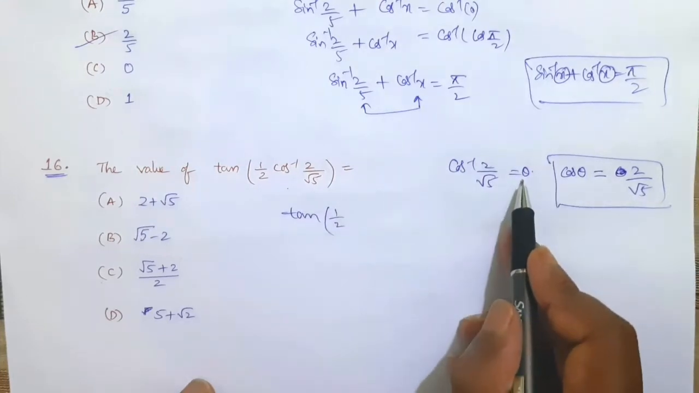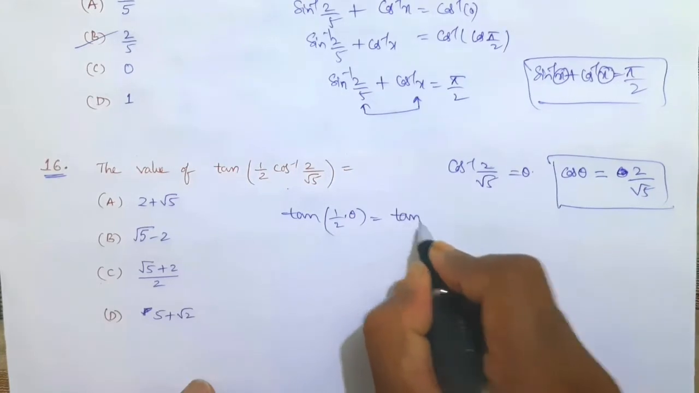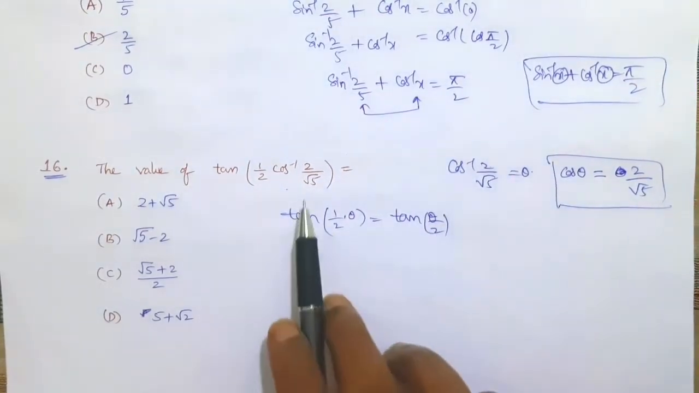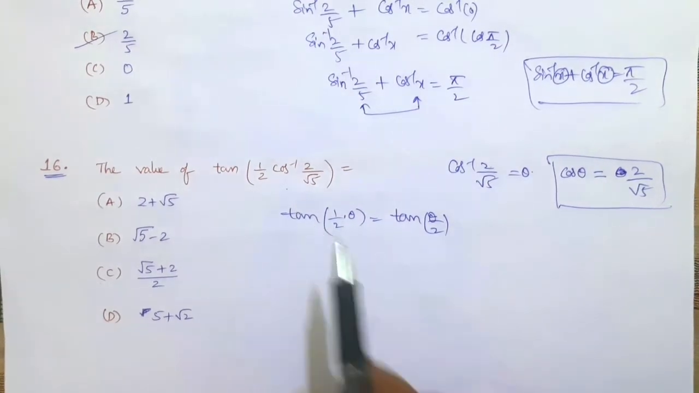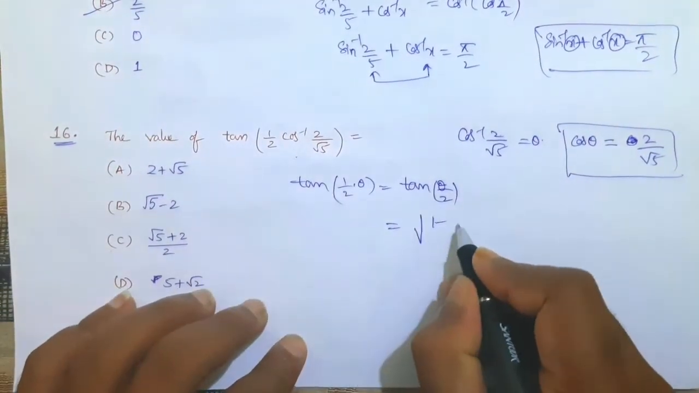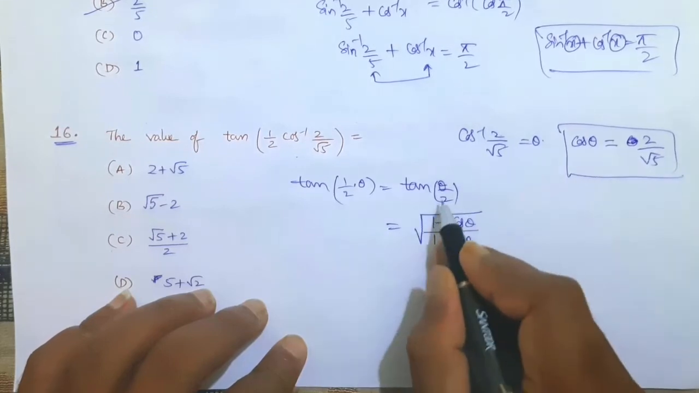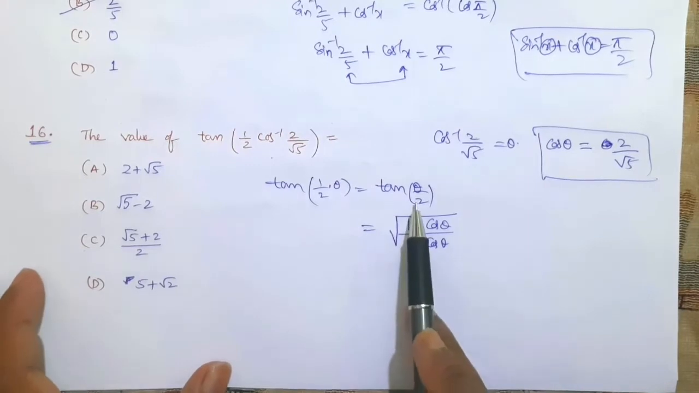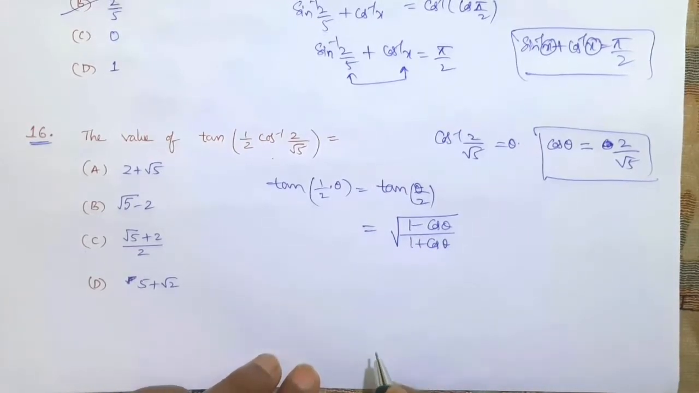This is equal to theta we have considered. So it will become 1 by 2 into theta. That means it is tan theta by 2. See, after considering this as theta, we got tan theta by 2. But we know the formula: tan theta by 2 means square root of (1 minus cos theta) by (1 plus cos theta). You will get this through the half-angle formulas of trigonometric functions. Tan theta by 2 is the square root of (1 minus cos theta) by (1 plus cos theta).